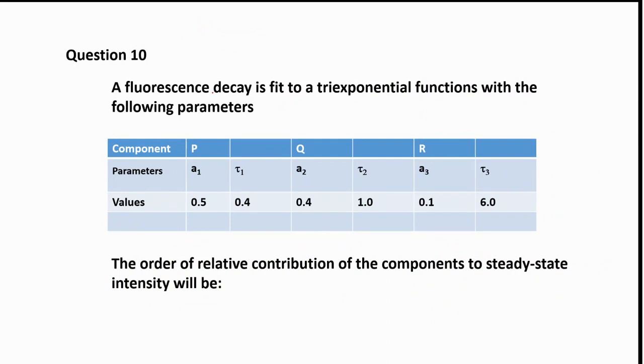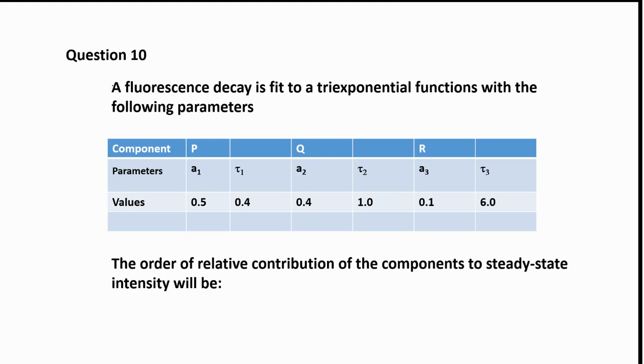A fluorescence decay is fit to a tri-exponential function with the following parameters: a1, tau 1, a2, tau 2, and a3, tau 3. These are given. Now, the order of relative contribution of the components to steady state intensity will be.